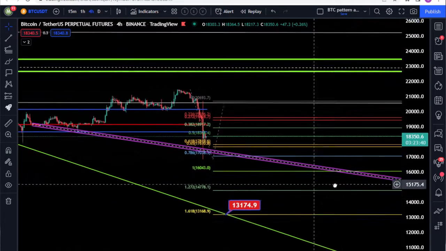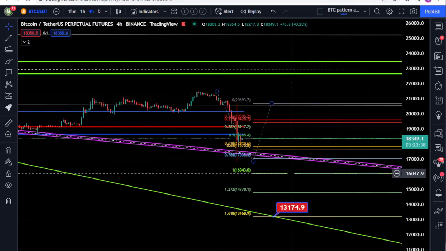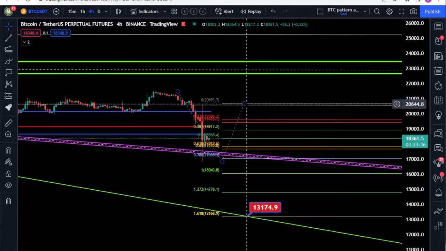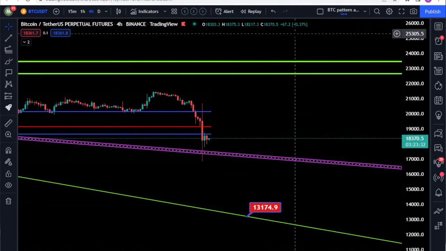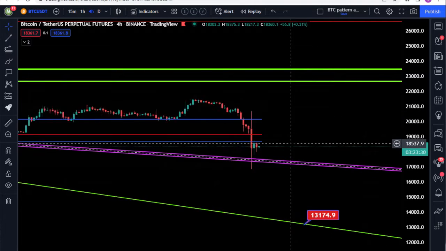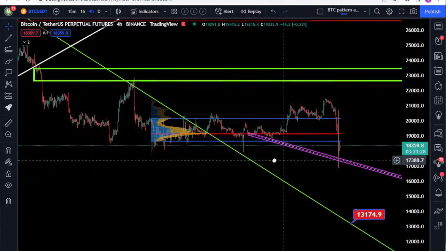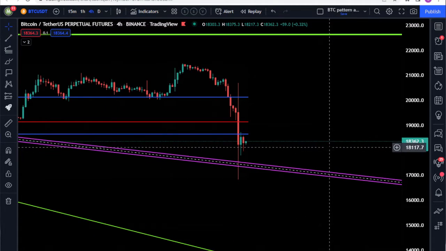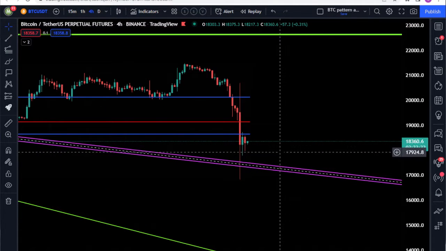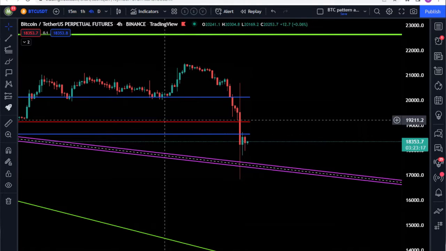However, now looking at this, that is my initial view. So what do we expect now for the short term from Bitcoin? Simple. We are below the value area low. So we retested the value area low today and failed. It seems we want to continue to the downside. We might come and retest it again.